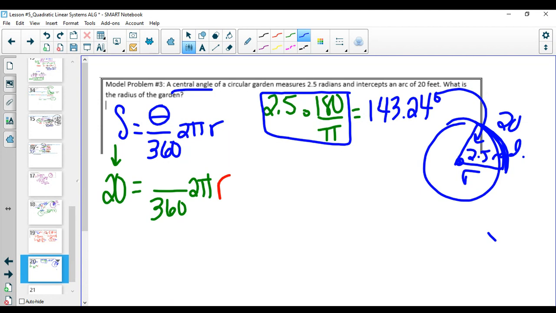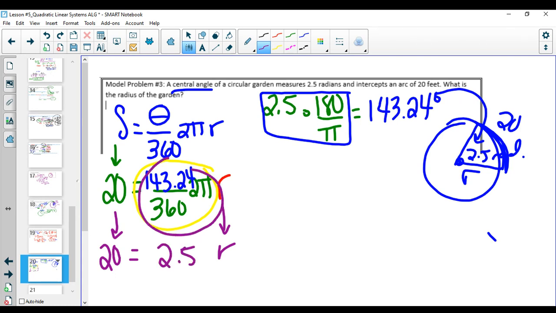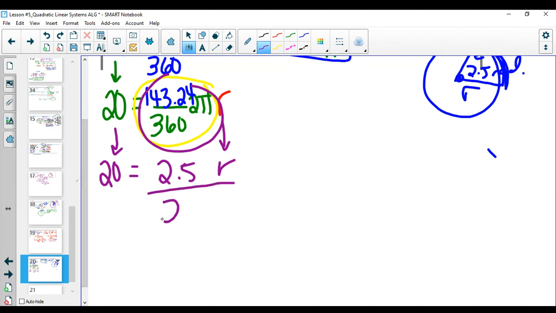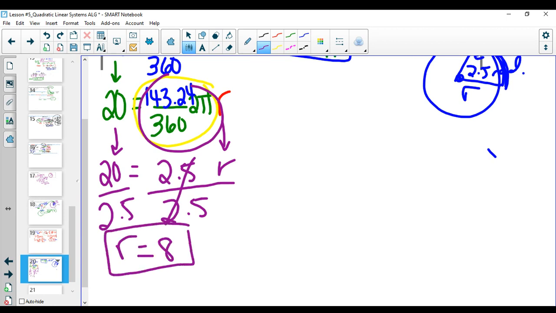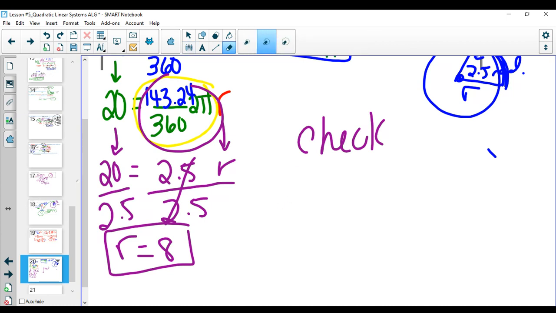Okay, so we're going to plug in the degrees. If you do this part of the formula and you get just a number, I'm going to bring down the 20. I'm going to bring down the r. The number over here is going to be 2.5 if you did all this part in the calculator. Now just solve it like a regular variable. R is 8. So that is your radius. And you could always check by plugging it back in. So you could check if you get S, which is 20.